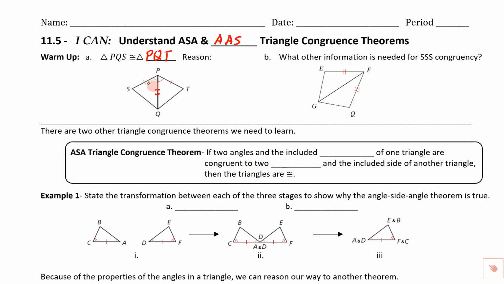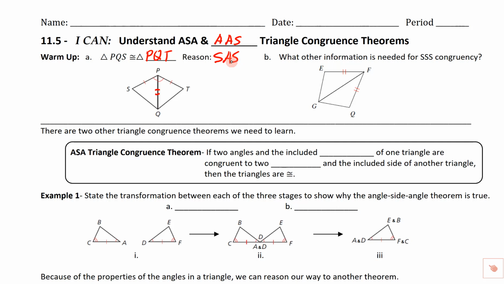And then the reason, of course, would be because we had a side here and a side here that were congruent, an angle here and an angle here that were congruent, and then that side right there that was included with both of those. So this is going to be side, included angle, and side. So this is going to be side, angle, side, one that we learned about last time.